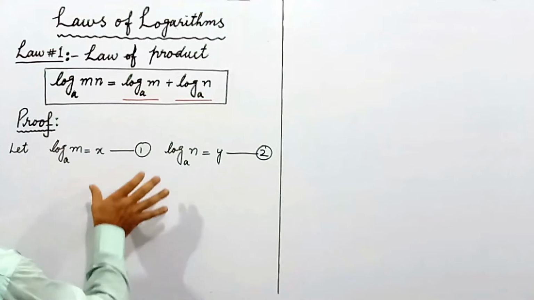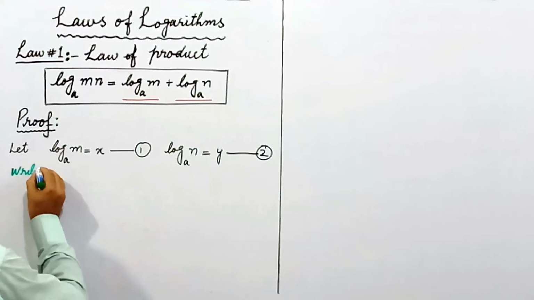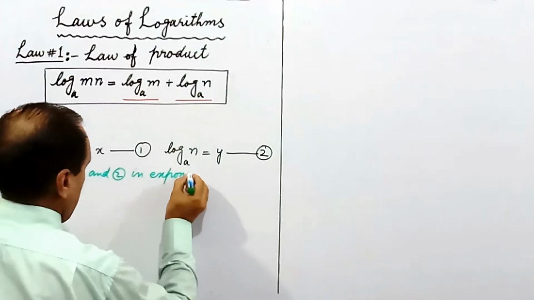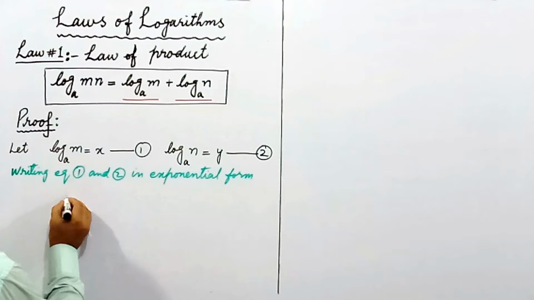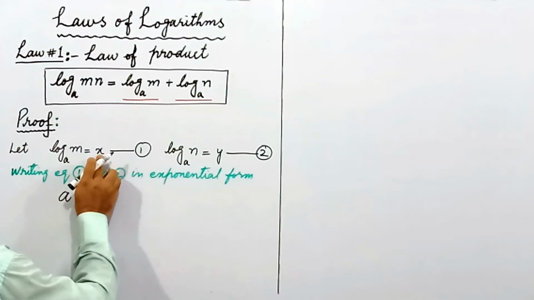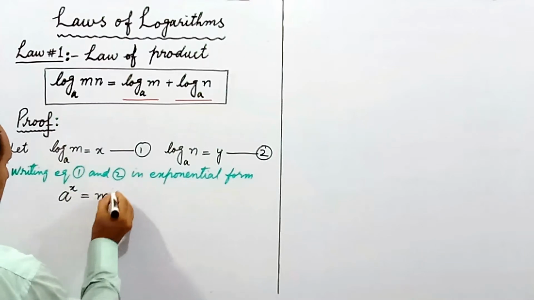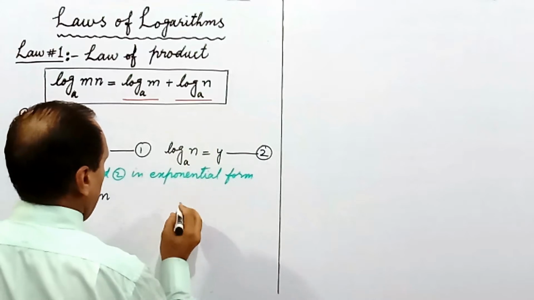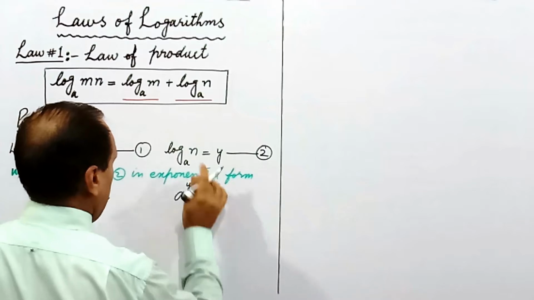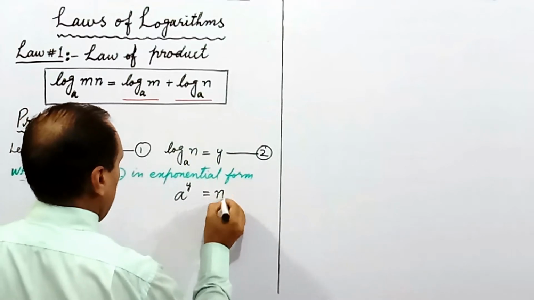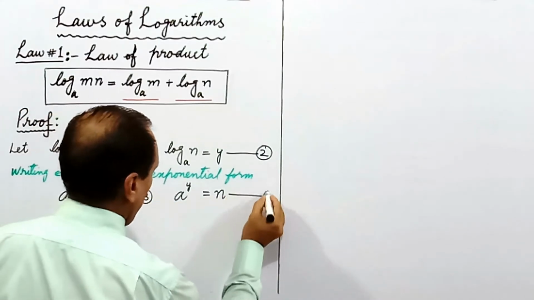Writing these two equations, equation number 1 and 2, in exponential form. We have, as you know, that a, the base, will remain base, and the equal value will become power, and that value m will become equal value. For this second expression, we have a, the base remains base, and y becomes power, and n will become equal value. We name these equations as equation 3 and equation 4.